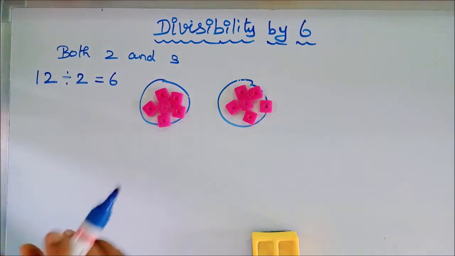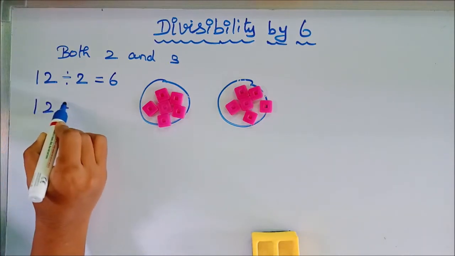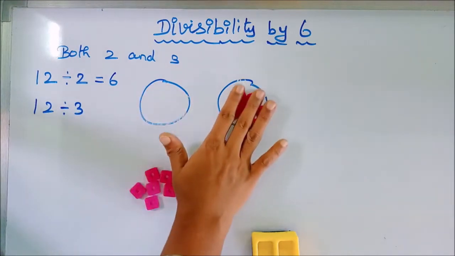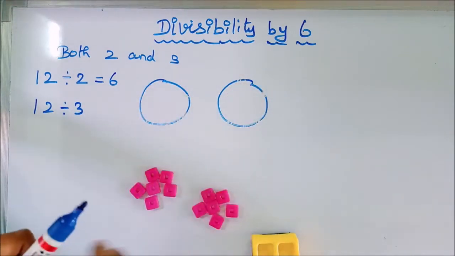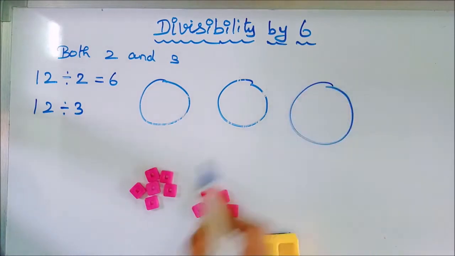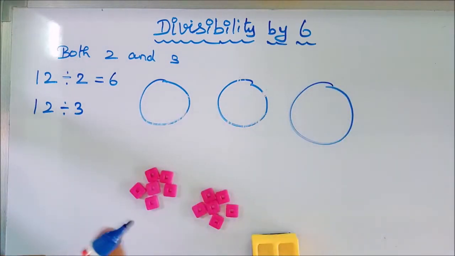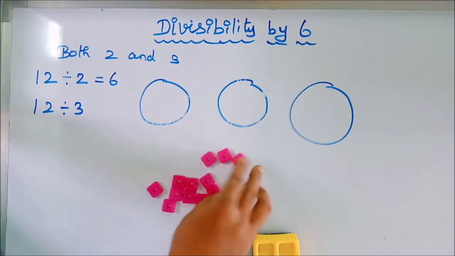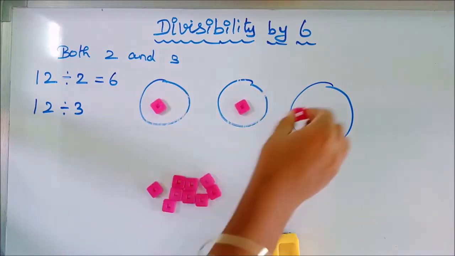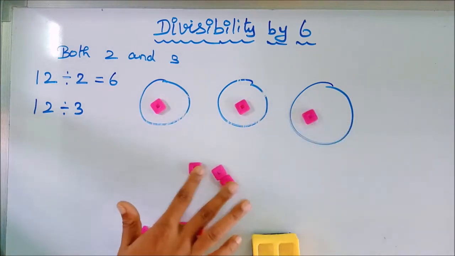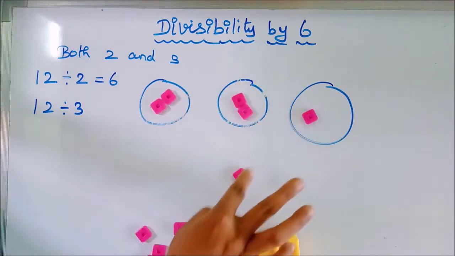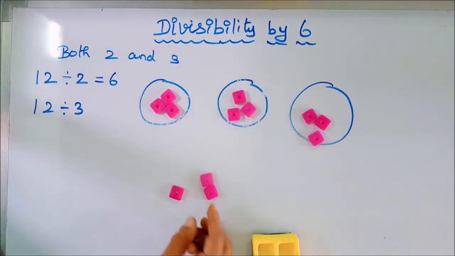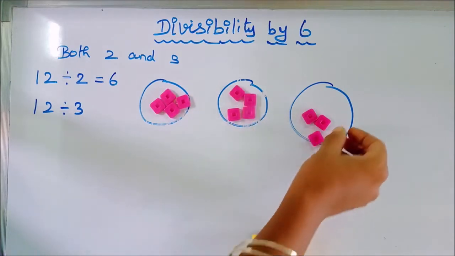Okay. Next, we are going to check whether this 12 is divisible by 3 or not. For that, you have to again divide these 12 shapes into 3 equal parts. First, you have to take 3 shapes and give 1 to each set. Again you have to take 3 shapes and give 1 to each set. Similarly, you have to do. See, only 3 pieces are remaining, and we give 1 to each set.